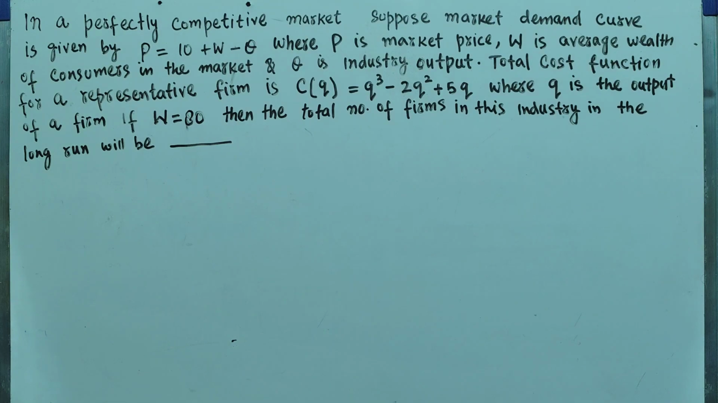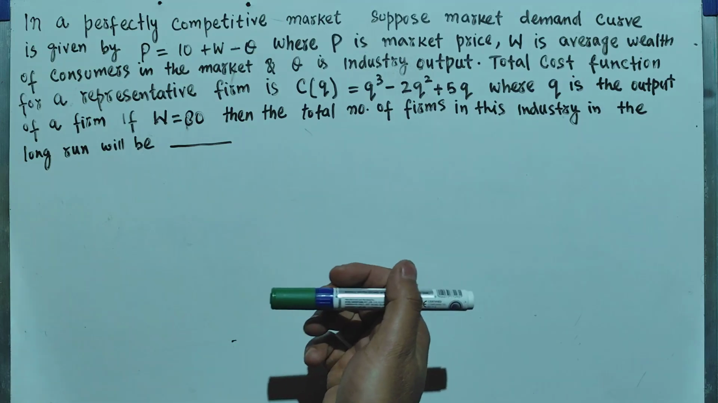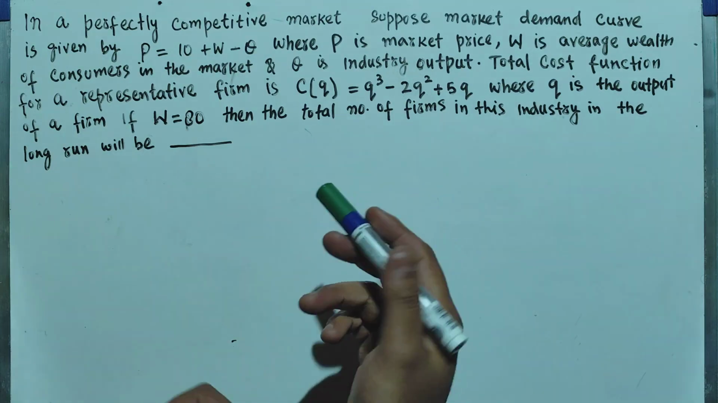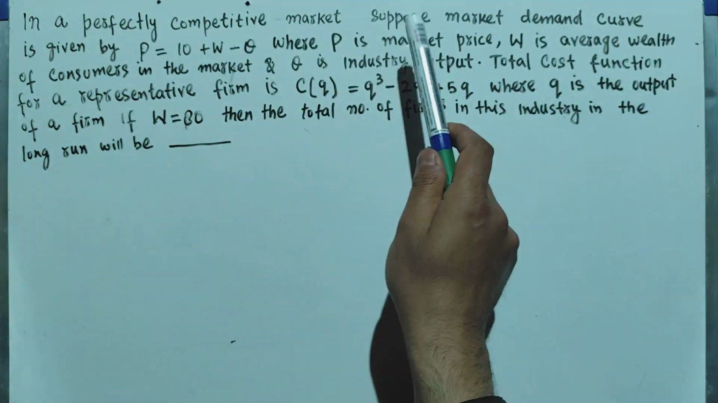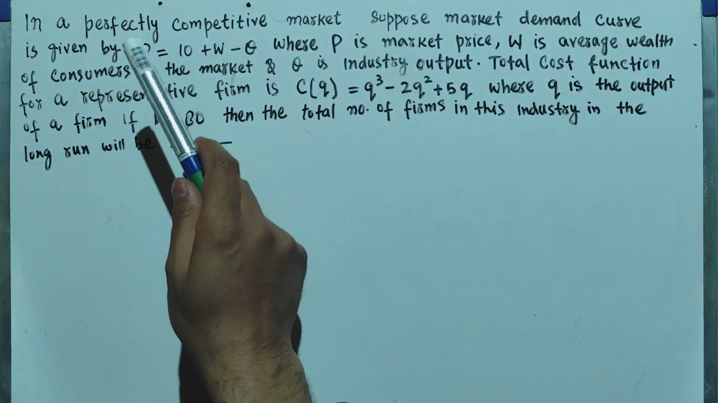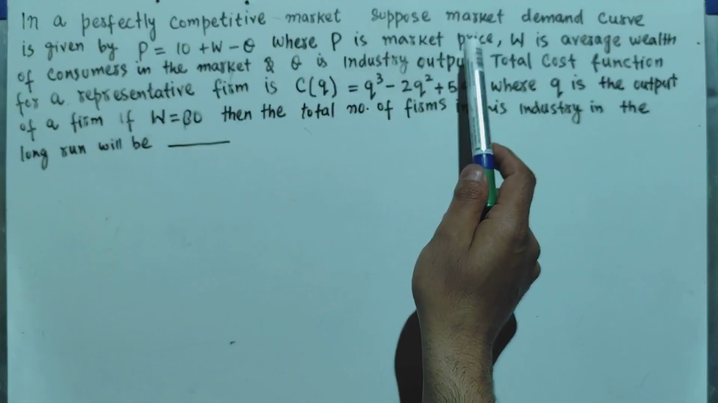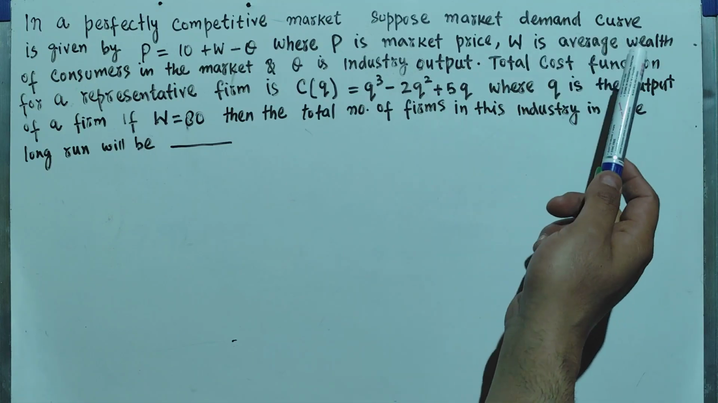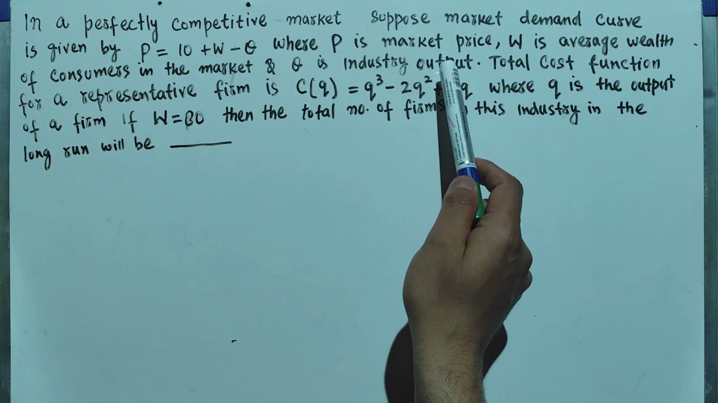In this video, we will learn how to find out the number of firms in an industry in the long run given the demand and cost function. The question is, in a perfectly competitive market, suppose market demand curve is given by P is equal to 10 plus W minus Q, where P is the market price, W denotes the average wealth of consumers in the market, and Q is the industry output.